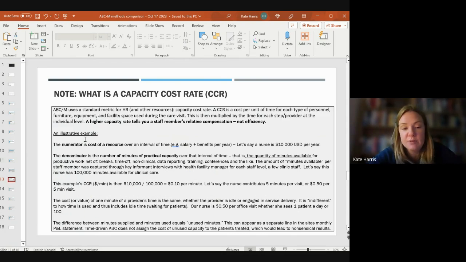So you can, as we talked about, note the difference of minutes supplied or minutes used as unused minutes, but it doesn't change this capacity cost rate. And it's this capacity cost rate, so this 10 cents a minute, that is then multiplied by the clinic time that is used to understand the unit cost through the activity-based costing method. This is an example on HR, but you could do the same on equipment. What's the amount of time I have to use this equipment? How much does it cost to run and maintain that equipment and get the same CCR?